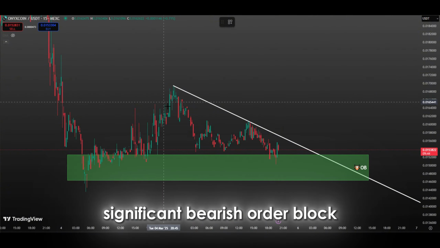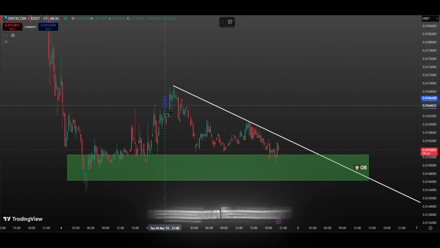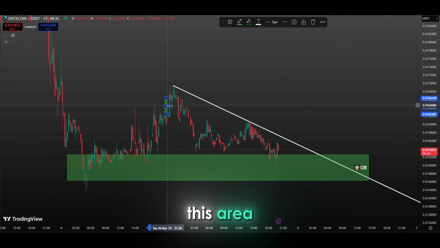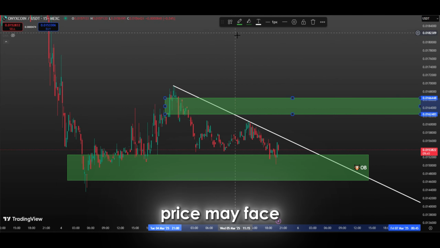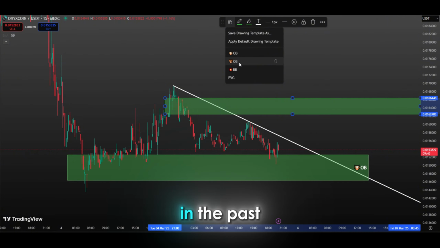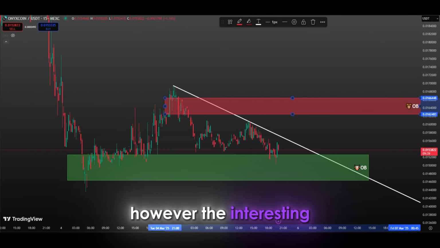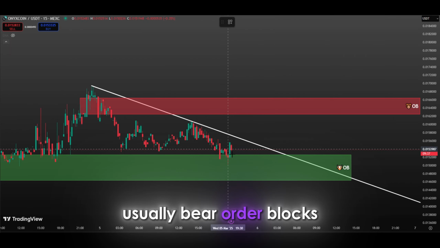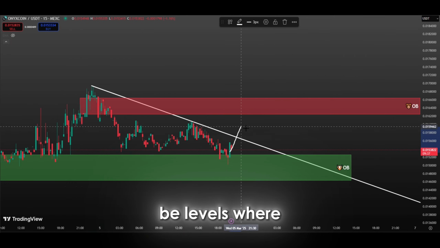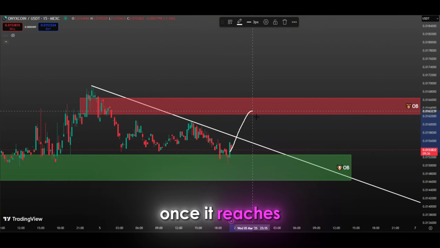There is a significant bearish order block in the upside region on the chart. This area stands out as an area where sellers are concentrated and where the price may face strong selling pressure in the past. However, the interesting point is that the price has not touched this area yet. Usually, bear order blocks are considered to be levels where the price may face strong resistance once it reaches here.